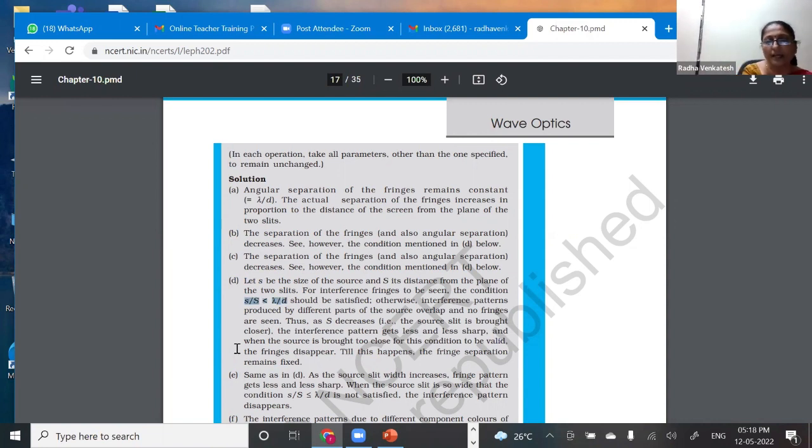So I have highlighted that. It says small s by capital S should be less than lambda by D. What is that small s? It is the slit size of the source slit. What is capital S? It is the distance between the source slit and the 2 slits of the YDSE. So now do we get an idea?